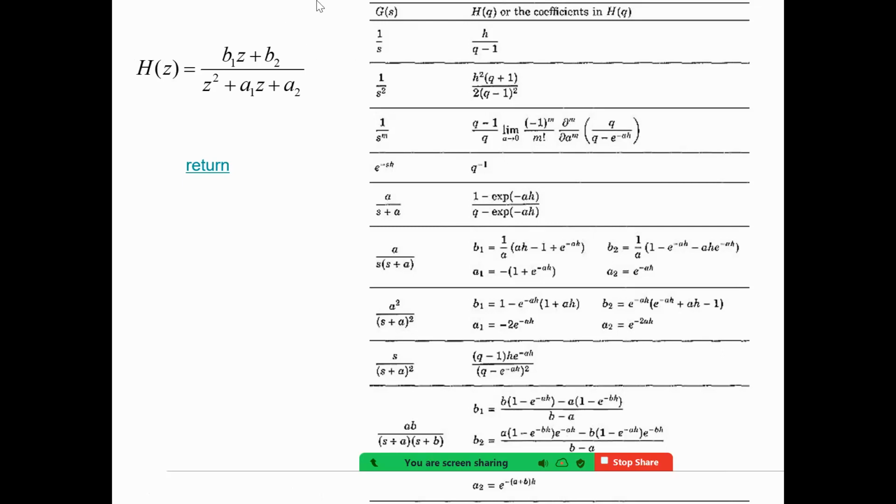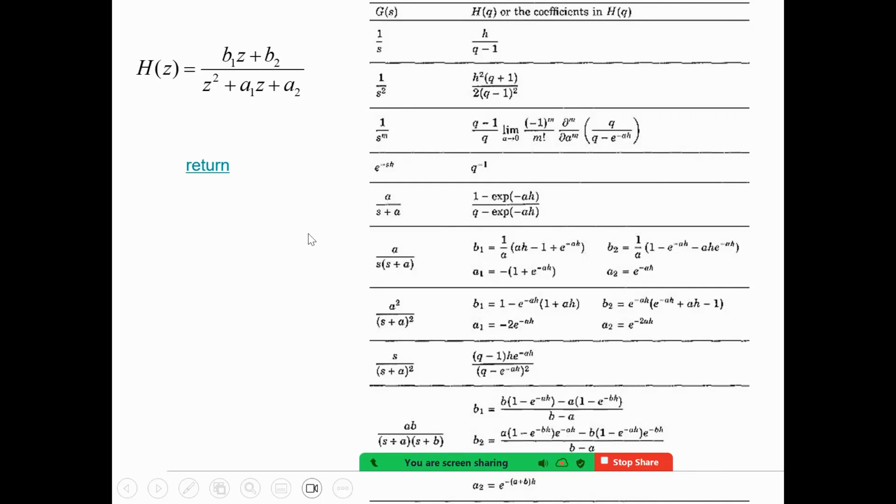For example, here you have an integrator for the continuous time. After sampling under zero order hold, this will be the transfer function for the discrete time. Of course, you have to replace this q by z. q is the shift operator. So 1 over s will become h over z minus 1. For 1 over s squared, this will be the transfer function for the discrete time. Remember, q means z.